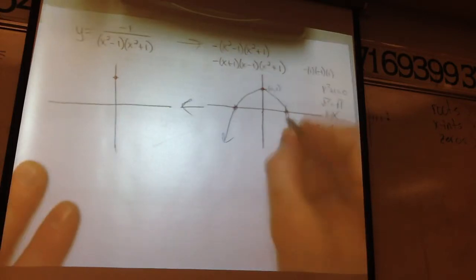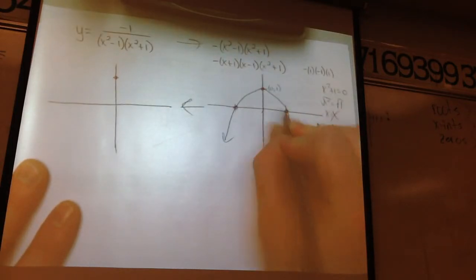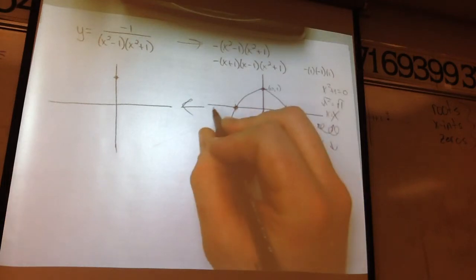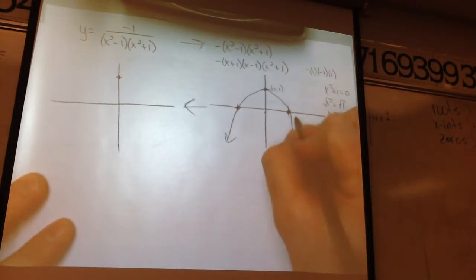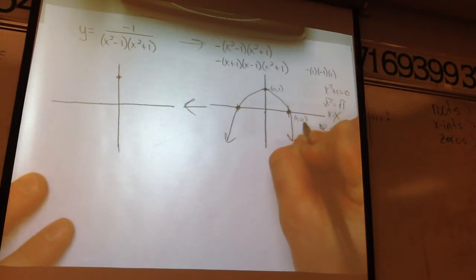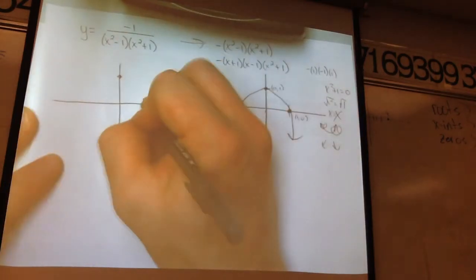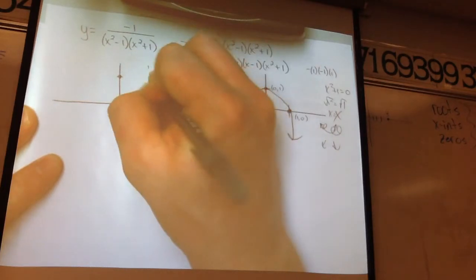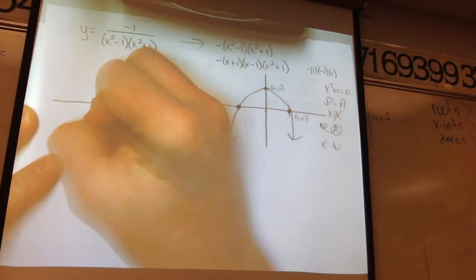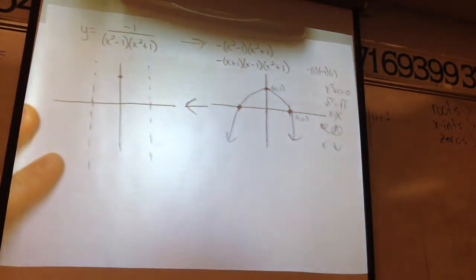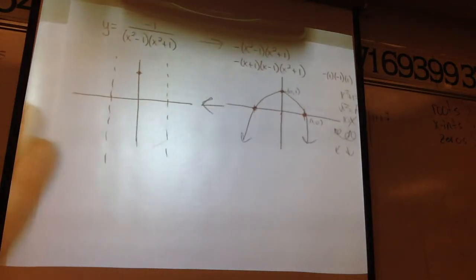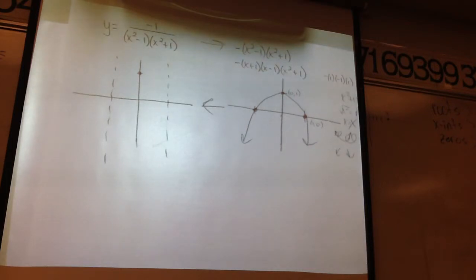No. Okay, so what's going to happen with these? Asymptotes. Because at 1 comma 0, if I flip 0, I get 1 over 0, which is not possible. So I'm going to have asymptotes. So this one does look similar to the last one. Yeah, this is really close to the last one. No, it is the last one.